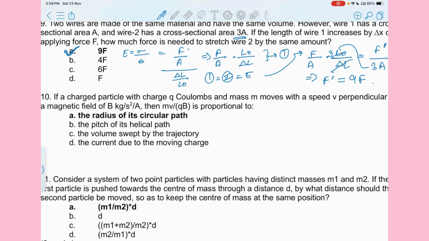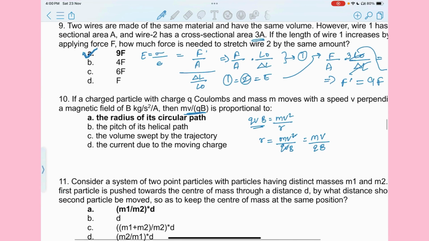to the magnetic field, it experiences a magnetic force that causes it to move in a circular path. The centripetal force required to keep the particle in this circular motion is provided by that magnetic force, and it can be represented in equation form by qvB is equal to mv square upon r. From this equation, when we substitute for the r, we get mv square, and this qvB will come at the bottom. qvB, one v gets cancelled, it will come to mv upon qB. So the radius is directly proportional to mv upon qB. So option number A.